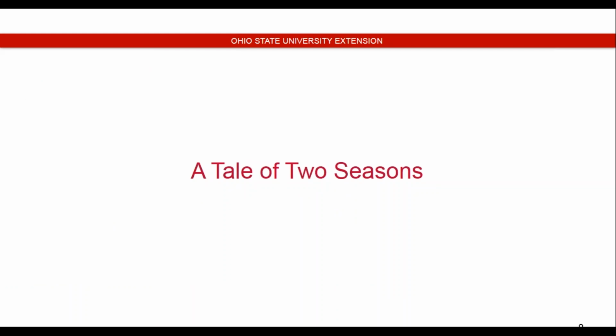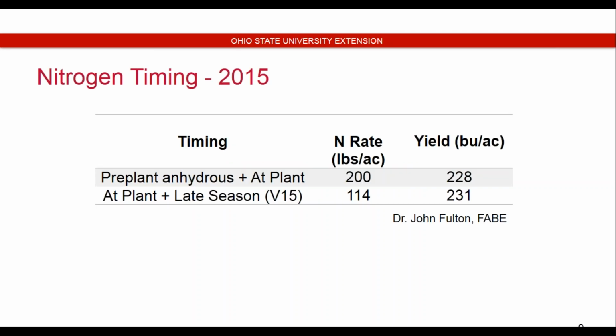And so I'm going to go through this pretty quickly because I think Emerson covered this pretty well. But we see a lot of variation between seasons in what our nitrogen needs are. So for example, here's 2015, and this is data from a nitrogen timing trial. And the 2 timings that I wanted to point out to you here are the difference between applying that nitrogen at planting and the difference when we came in and made a late season V15 application.